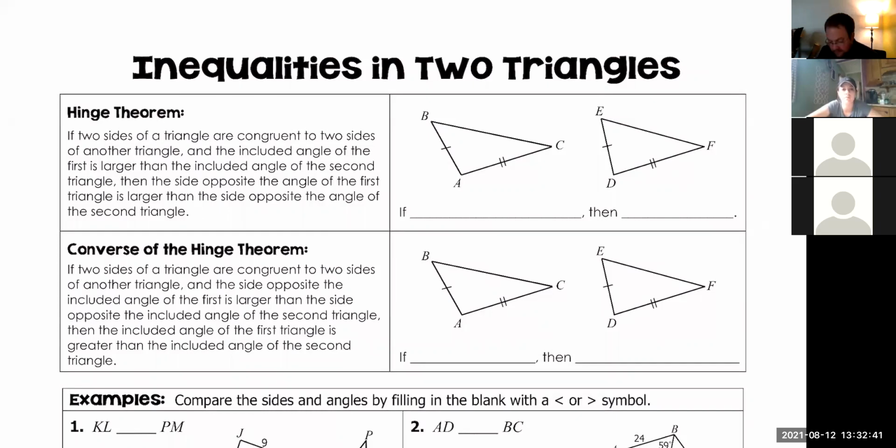The hinge theorem states that if 2 sides of a triangle are congruent to 2 sides of another triangle, normally we use little hash marks to confirm that, and the included angle of the first is larger than the included angle of the second, then the side opposite the angle of the first triangle is larger than the side opposite of the second triangle. What a mouthful. Here's what it basically says.